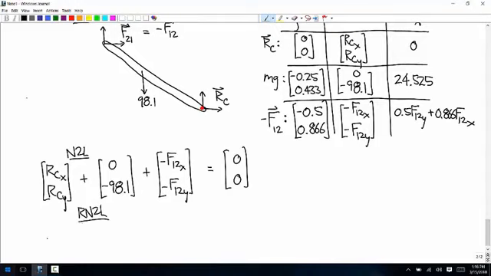And the moment equation says 24.525 plus 0.866 F12X plus 0.5 F12Y is equal to 0.